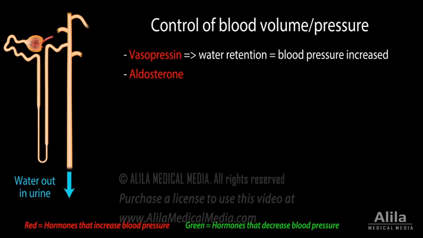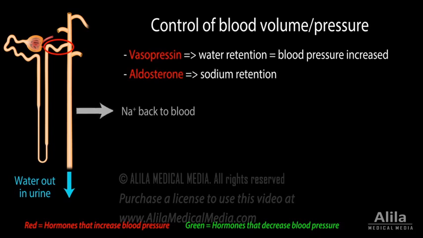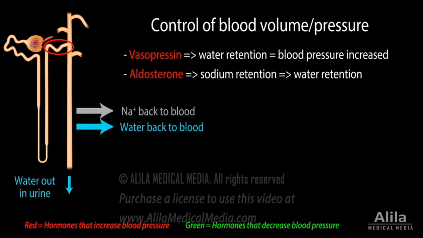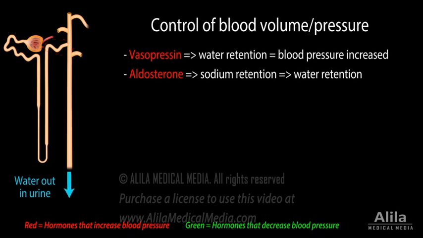Aldosterone, the salt-retaining hormone, is secreted by the adrenal cortex in response to low blood sodium. Aldosterone acts on the distal tubule and collecting duct to increase reabsorption of sodium, which is followed by increased retention of water. The kidneys themselves produce an enzyme called renin in response to low blood pressure.